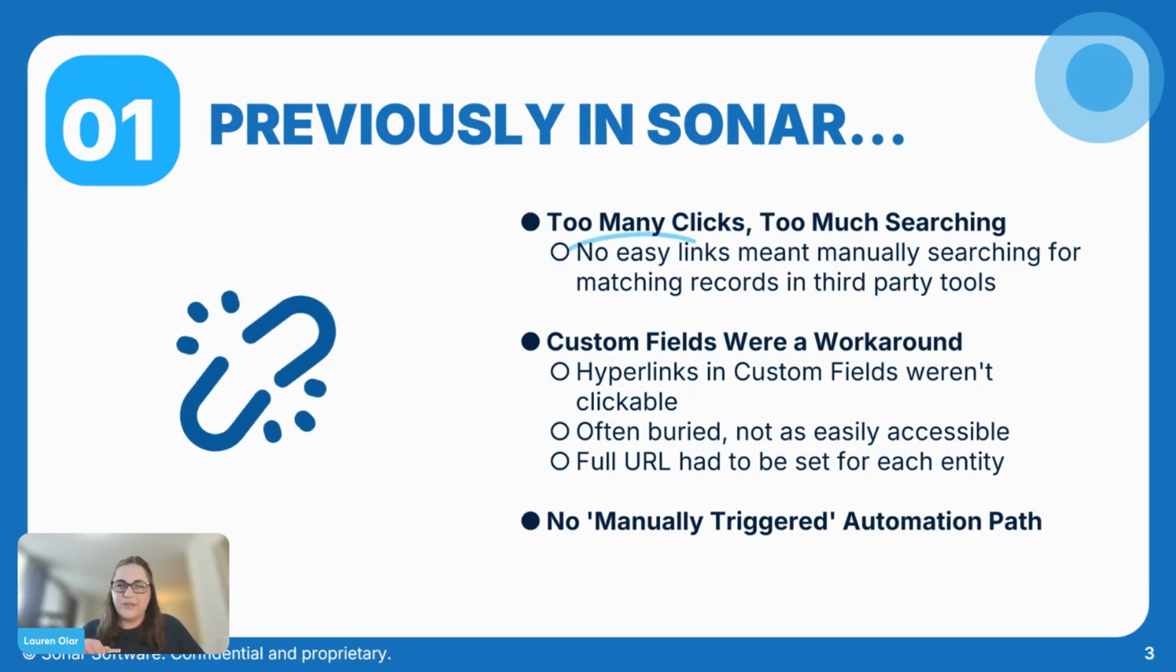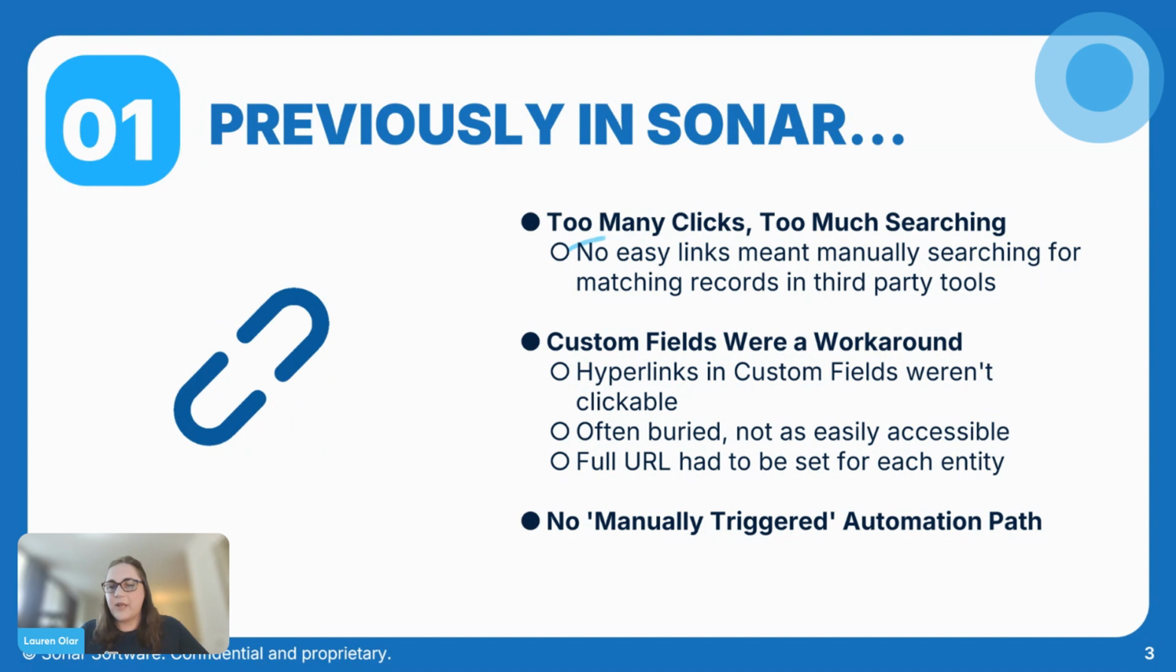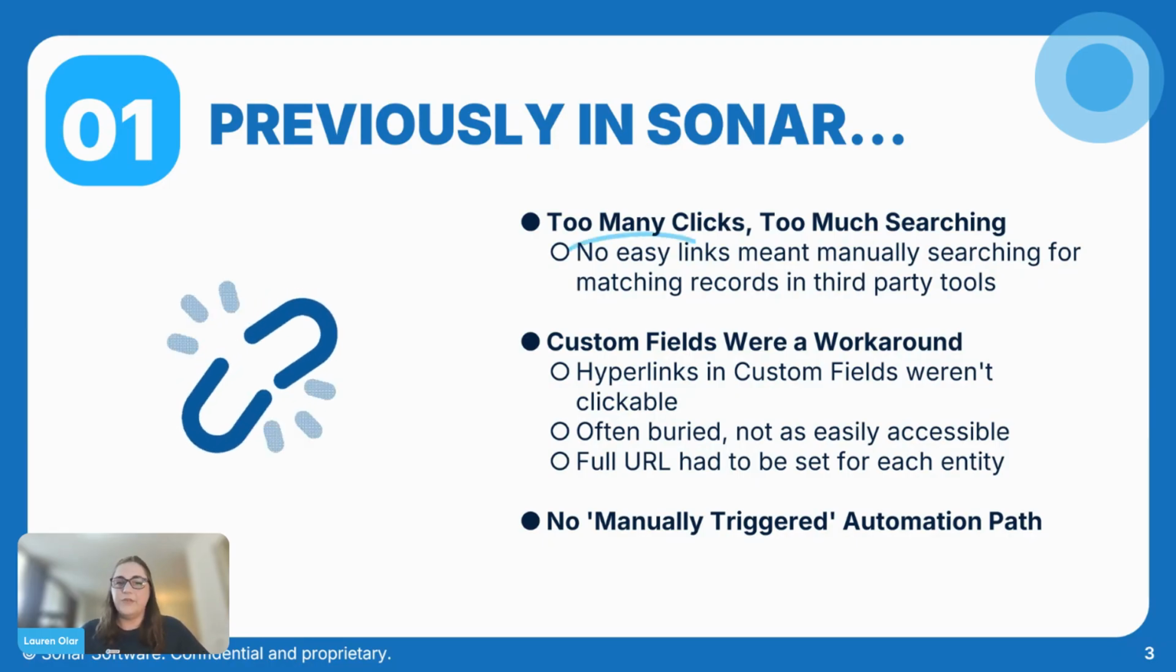Plus, you would have to use the same URL for each entity, copy and paste the whole same long thing. So it's a lot more setup in that regard too. And finally, there's no easy way to create a manually triggered automation path or workflow from Sonar. Of course, we offer native integrations and automatic webhooks for certain situations, but sometimes, and I'll walk you through an example later on, you might want a workflow or an automation to be kicked off by a person at a certain point in time. And that's where custom links can help you with that too. So this is where we were before.